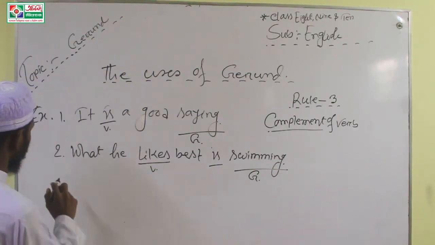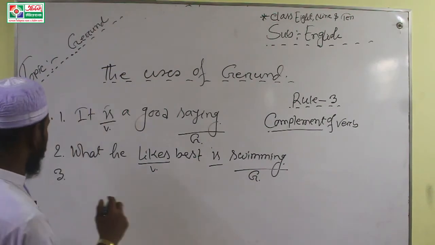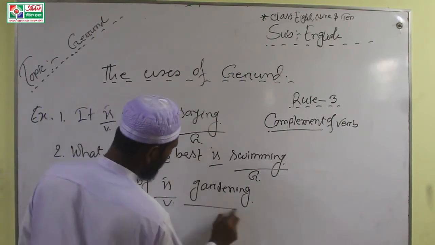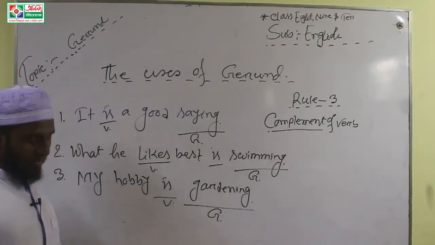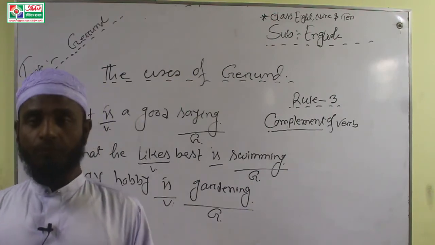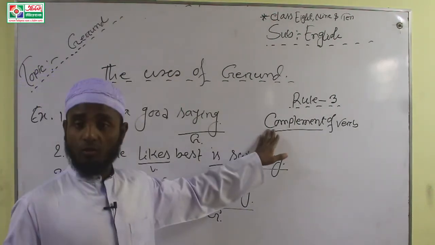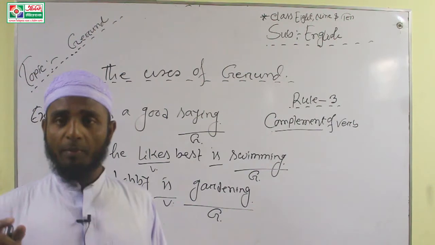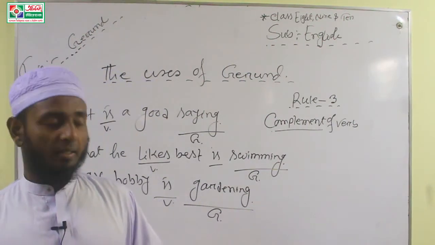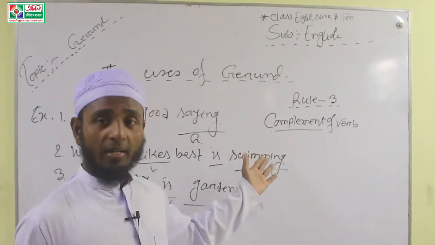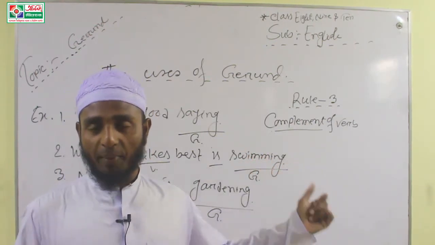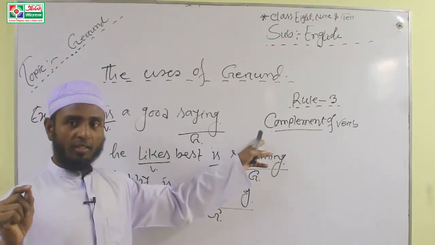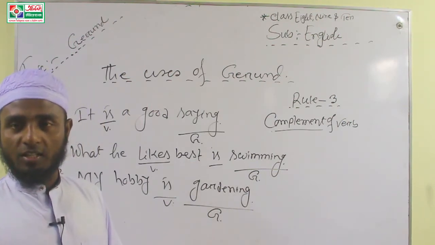Number 3, complement, last example, gardening. Here is verb and this is gerund, I mean complement. Complements are those words which add extra details in the sentence. That means complements express the extra meaning. Complement can express the full meaning when it is used in the sentence. Okay, I hope you have really understood, inshallah.